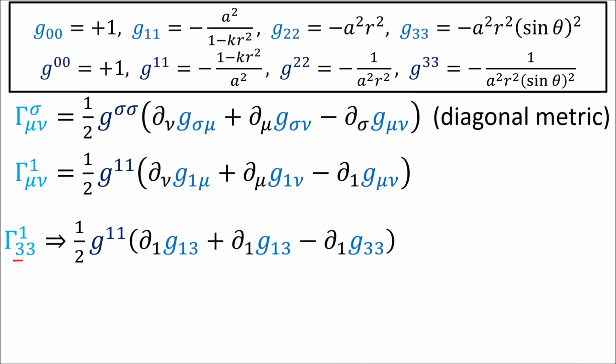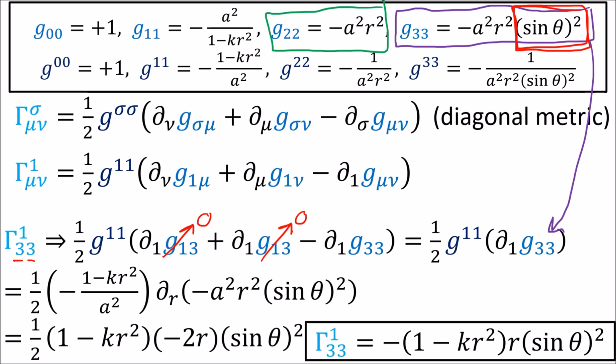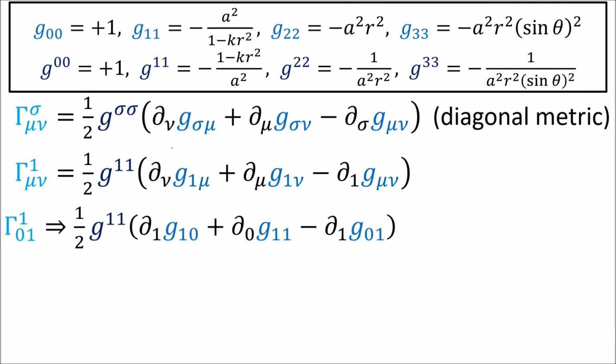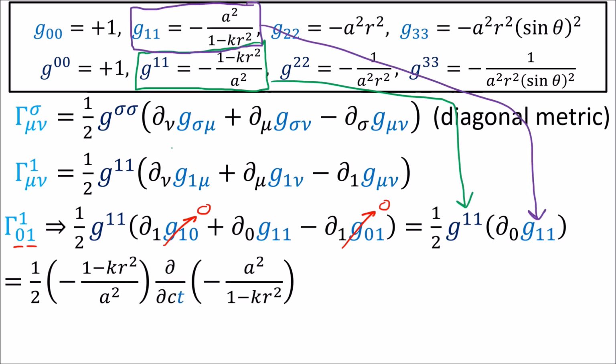For 3, 3 on the bottom, off diagonals go to 0, and g33 is the same thing as g22, but with sine squared on the end. So we get the same coefficient, but with sine squared on the end. Next, we'll look at 0, 1 on the bottom. Off diagonals go to 0, and after plugging in, we get the time derivative of g11.